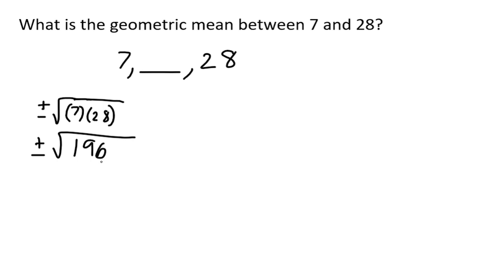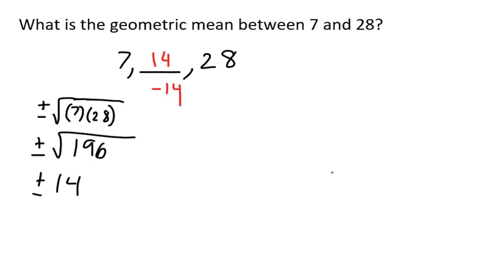Ano kaya yung square root ng 196? So, gamitin natin yung calculator. So, square root ng 196 ay 14. So, yung geometric mean niya ay positive, negative 14. Ano ibig sabihin nito? So, meron tayong dalawang geometric mean. So, yung nasa pagitan ng 7 and 28 ay 14 and negative 14.